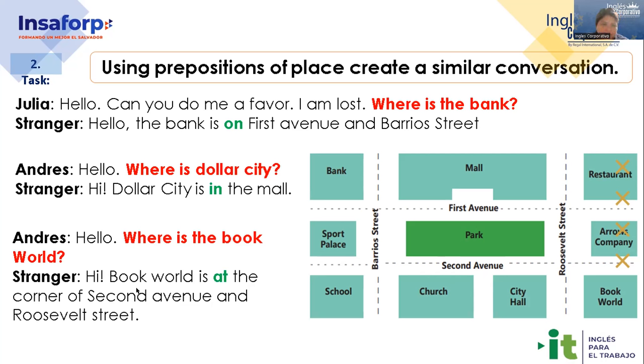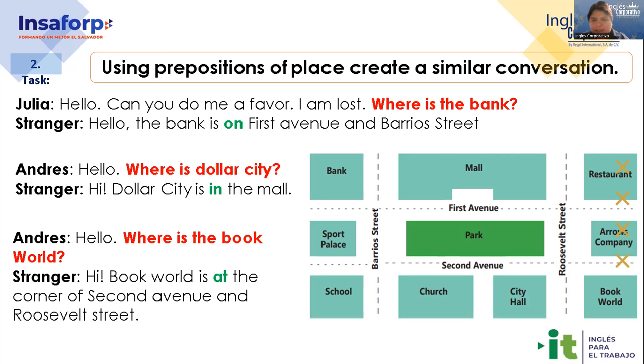Entonces acá, ¿por qué no utilicé on, si ahí tiene la segunda avenida y la calle Roosevelt? Okay, porque acá he ubicado con la palabra corner, at the corner of Second Avenue, en la esquina de la segunda avenida y la calle Roosevelt. Entonces no es necesario ubicarlo, ya tengo acá at.